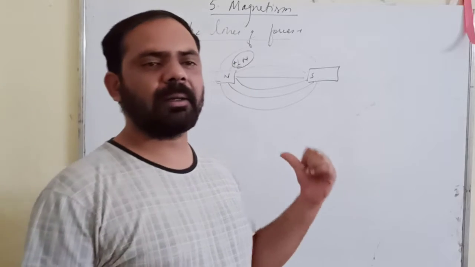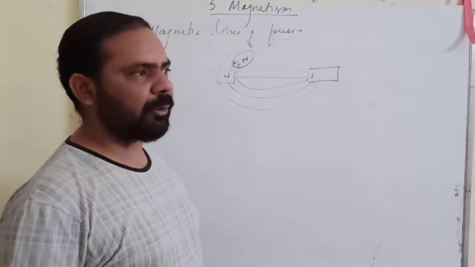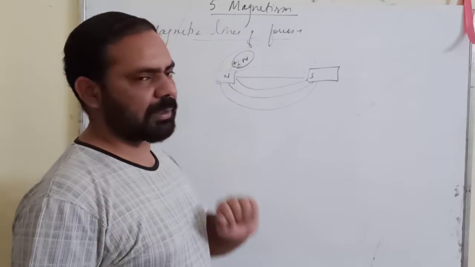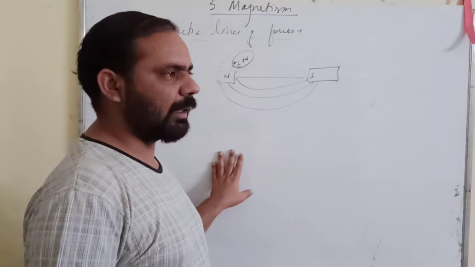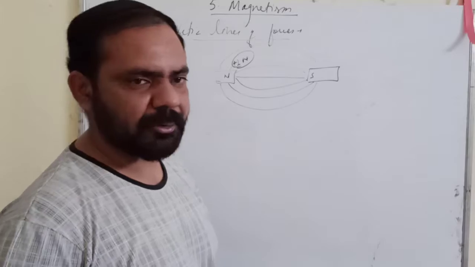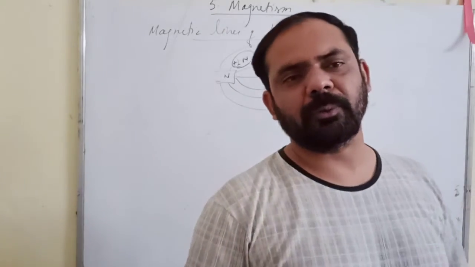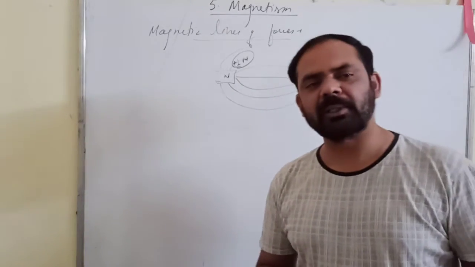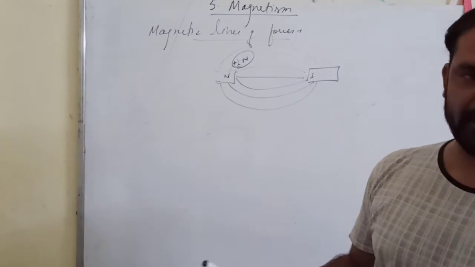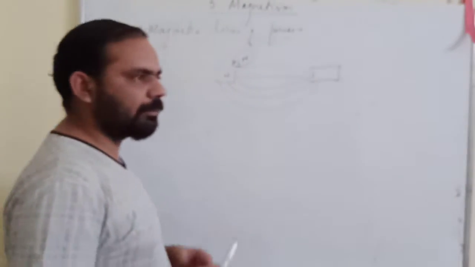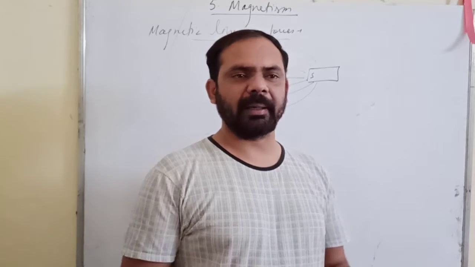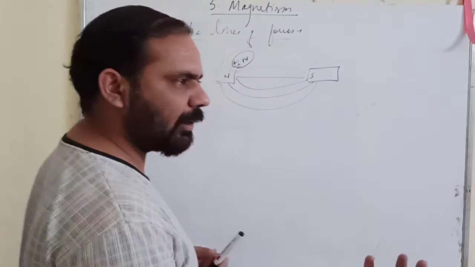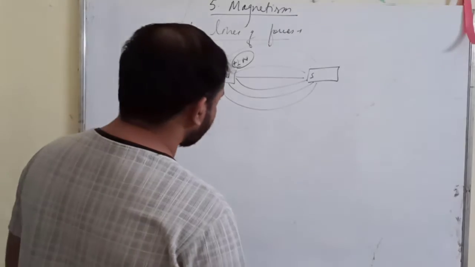These imaginary different paths which the unit north pole can follow to reach the south pole are called magnetic lines of forces. Once again telling you that just like electric lines of forces, magnetic lines of forces are also imaginary lines. There are no such lines. But however, the picture they present for the magnetic field around a bar magnet is real.